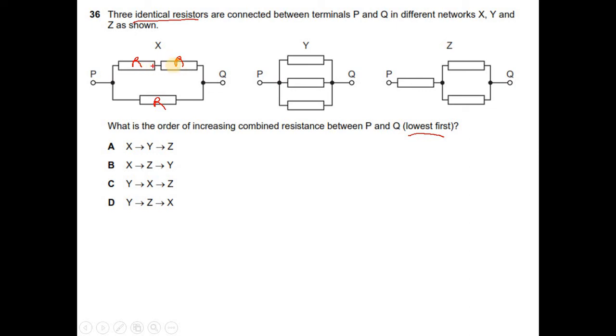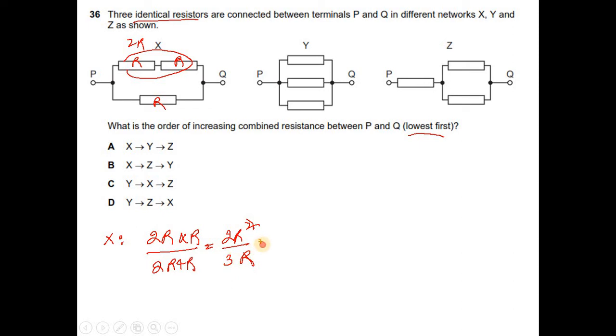These two are in series, so 2R and R in parallel. So for X, the combined resistance 2R is in parallel with R. So the combined resistance of the total network is 2R into R divided by 2R plus R. That means 2R squared upon 3R. R gets cancelled. So this is 2 by 3 R. This is the total resistance of circuit X.